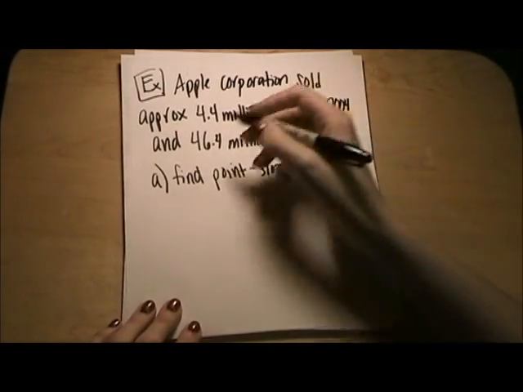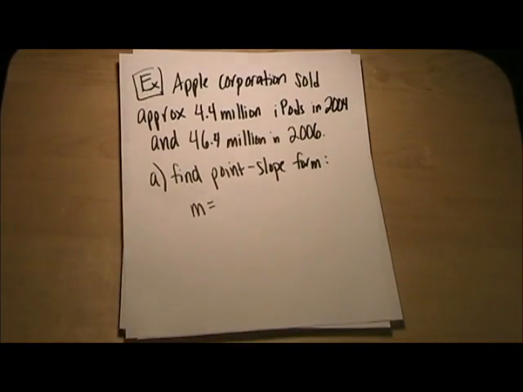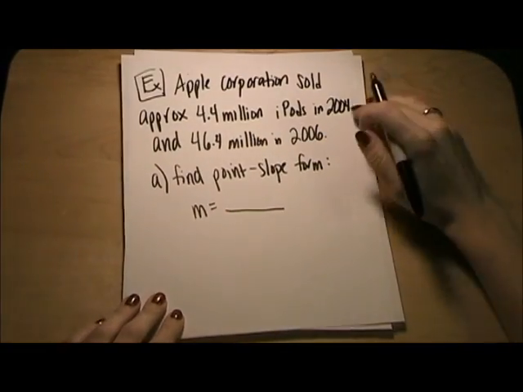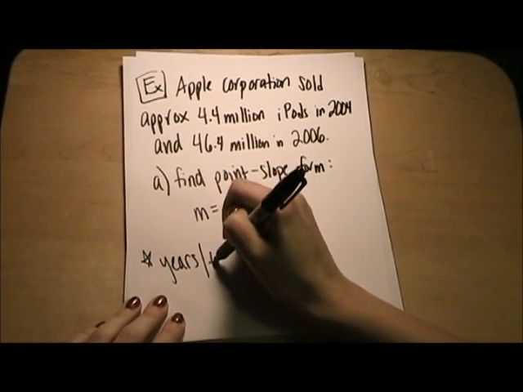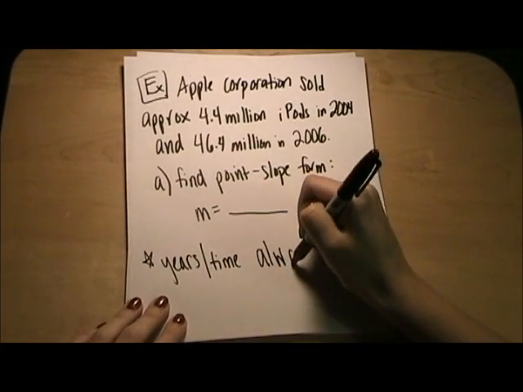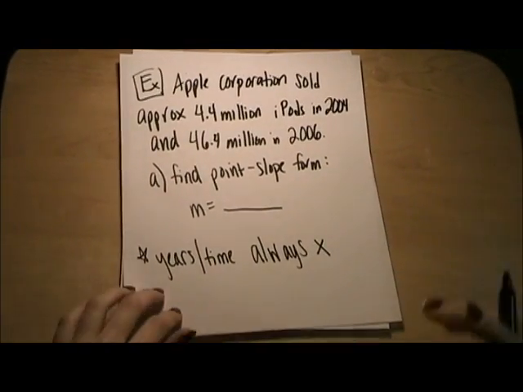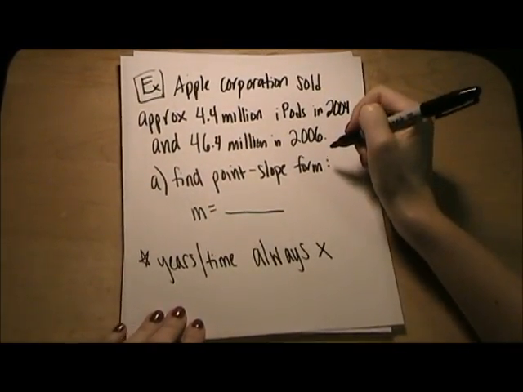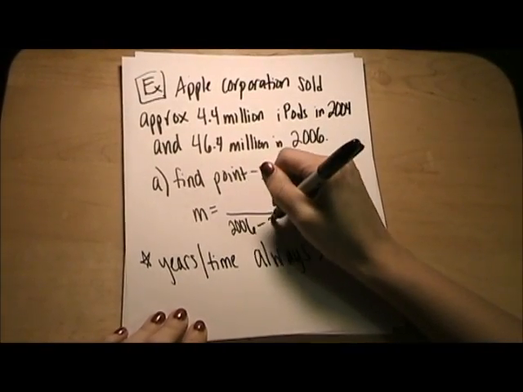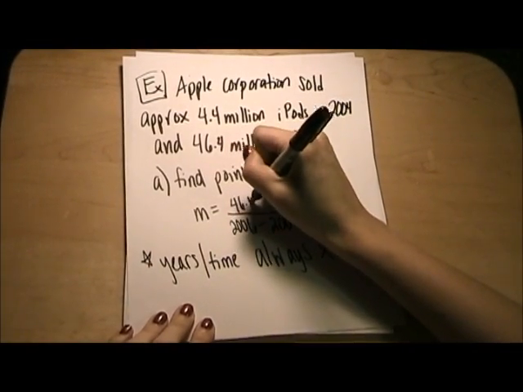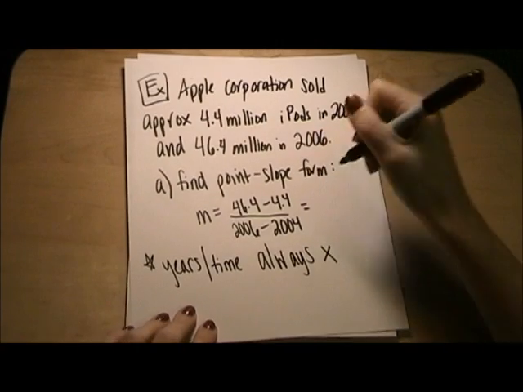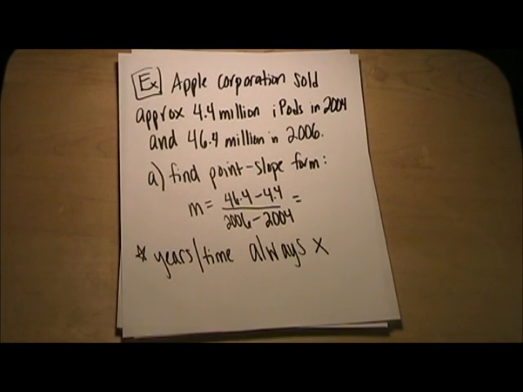Okay. So first thing we need is the slope. Okay. Years and time are always your x. So we would do 2006 minus 2004 on the bottom. 46.4 minus 4.4 on the top. And you would get 46.4 minus 4.